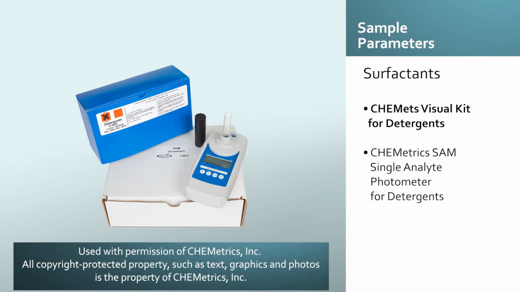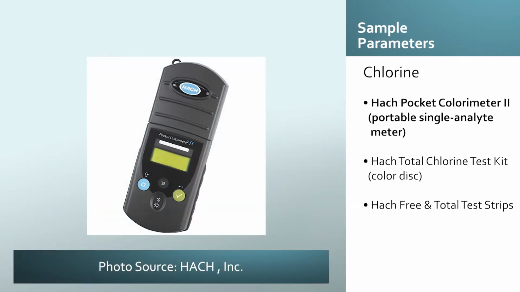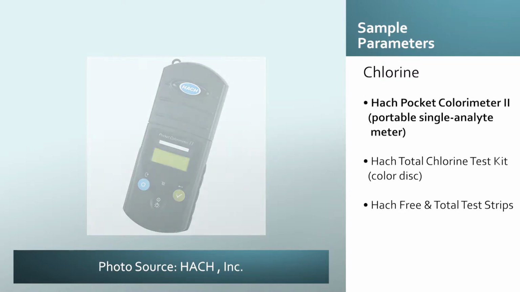Another method to test for surfactants is the Chemetrix SAM single analyte photometer for detergents, anionic surfactants, MBAS, which is a portable meter. Chlorine. The EPA New England Bacterial Source Tracking Protocol lists a field meter, for example, Hawk Pocket Colorimeter 2, as example instrumentation for chlorine sampling. This method involves adding pre-dosed reagents to the sample in a sample cell and inserting the sample cell into a portable single analyte meter to determine a concentration.